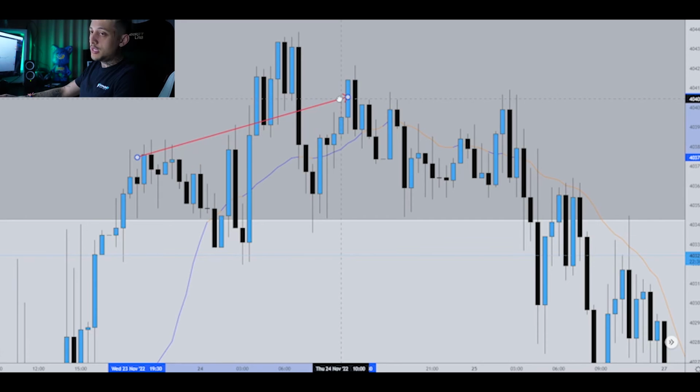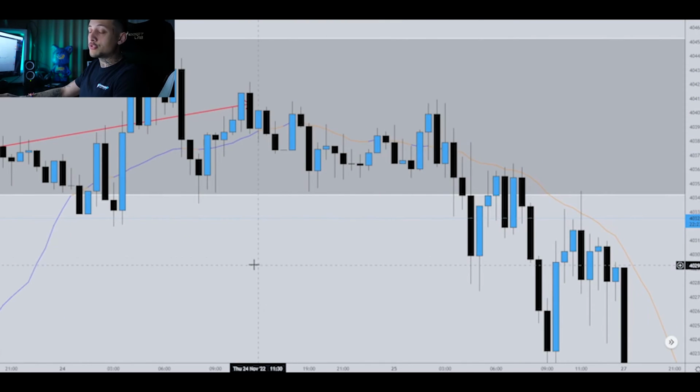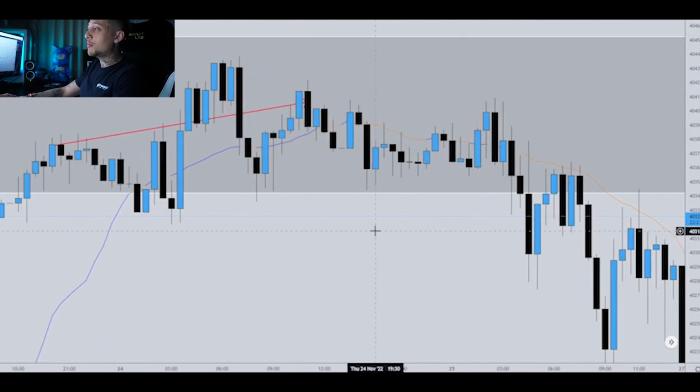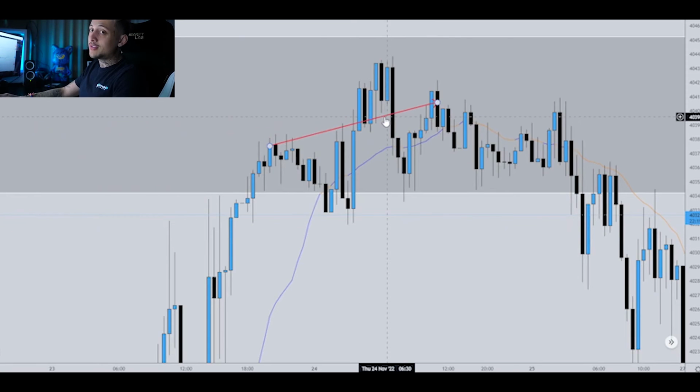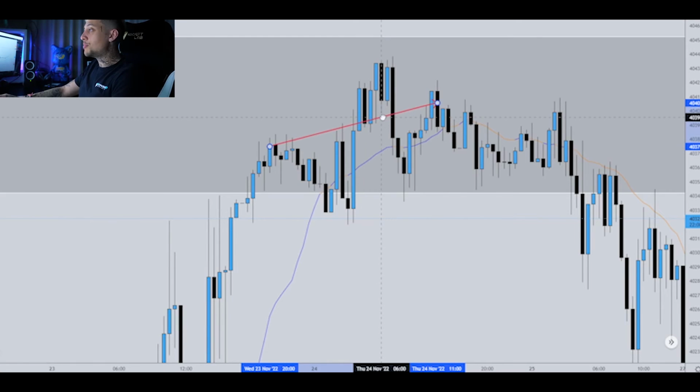So we have our medium and our high probability entry signals. When an entry signal does not close under the lowest low or close above the highest high, that makes it a medium probability. You could still take the entry, but it's just not as high a probability as the previous entry signals, which close above the highest high or close under the lowest low. So that is an example of a bearish engulfing.